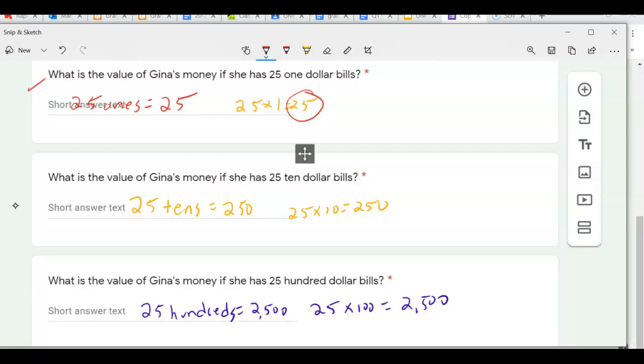What is the value of Gina's money if she had 25 $10 bills? That's 25 times 10 is what you could have multiplied, and your answer would be 250. So that's 25 tens. And next, what is the value of Gina's money if she had 25 $100 bills? So that's 25 hundreds. That would be 25 times 100 using your calculator. 2,500 is the answer there.